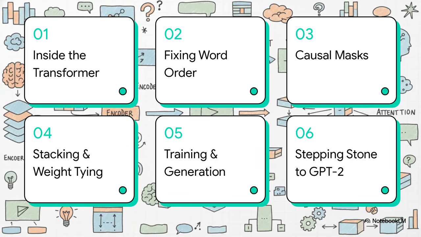Here's our game plan for today. We'll start inside the mini transformer, fix word order, enforce some no-peeking rules with causal masks, optimize with stacking and weight tying, cover training and generation, and finally, look at how this acts as a stepping stone to GPT-2.